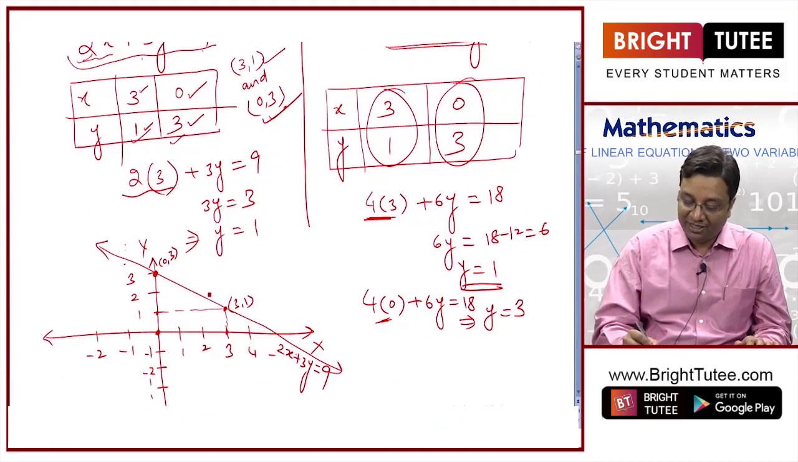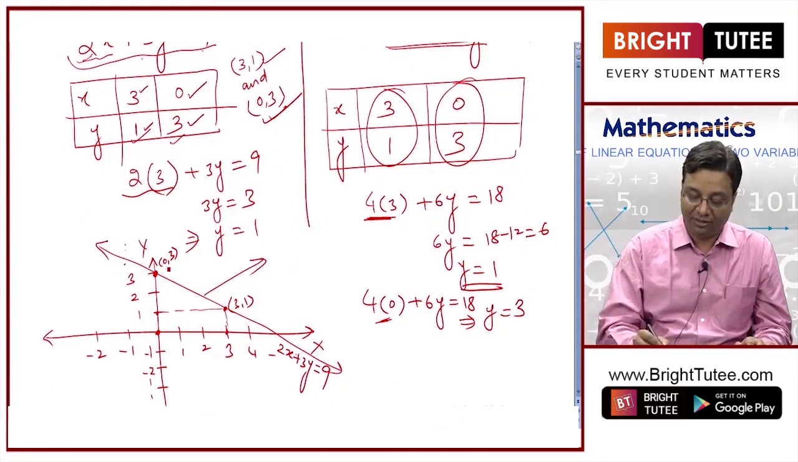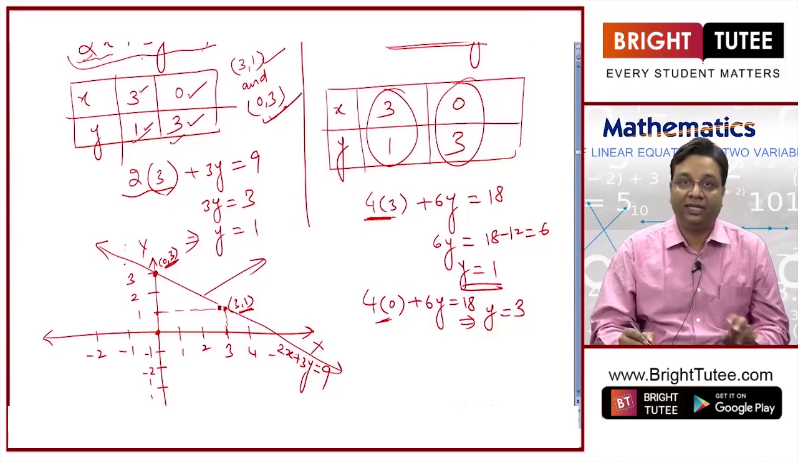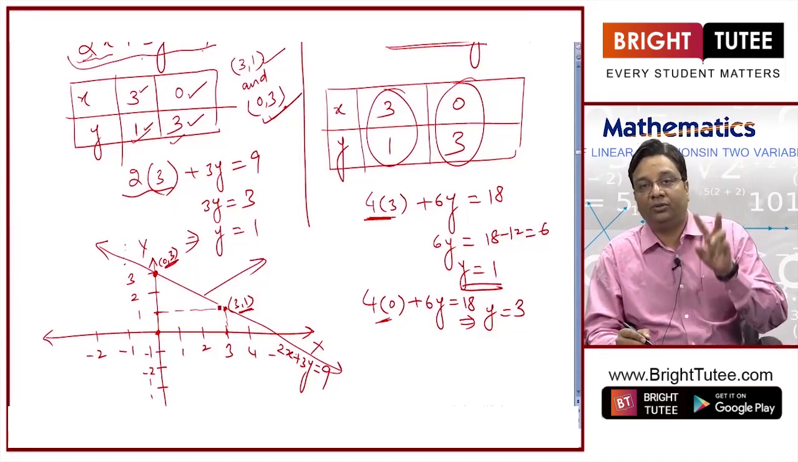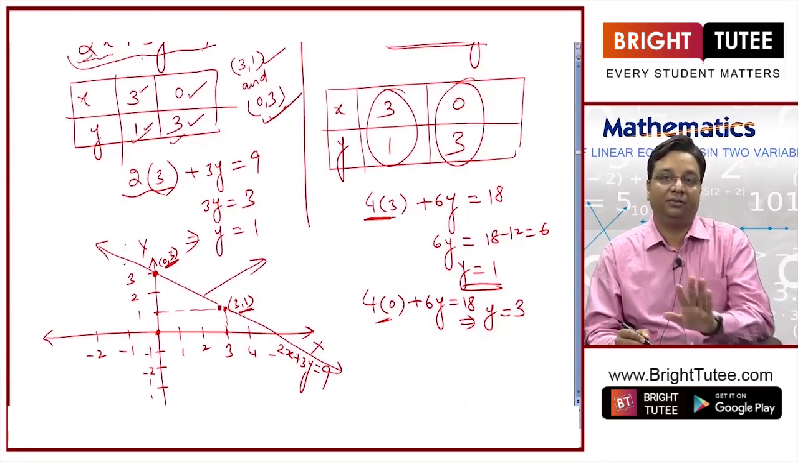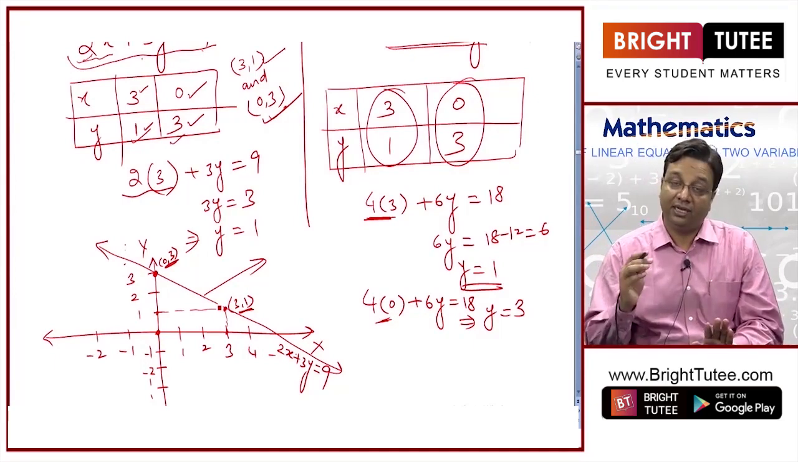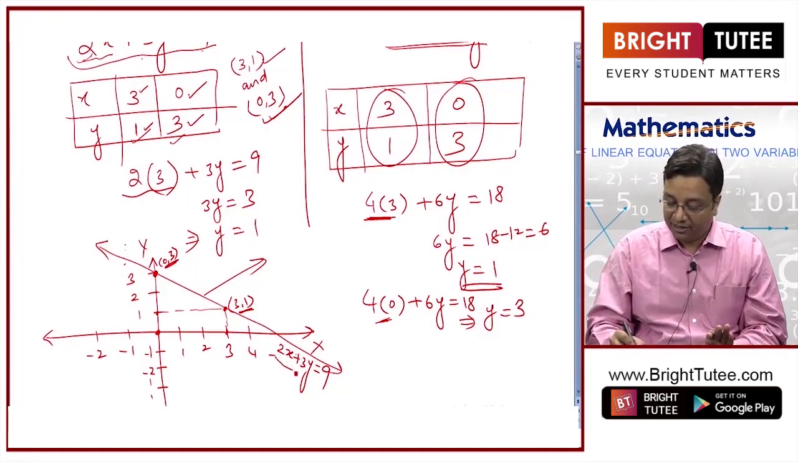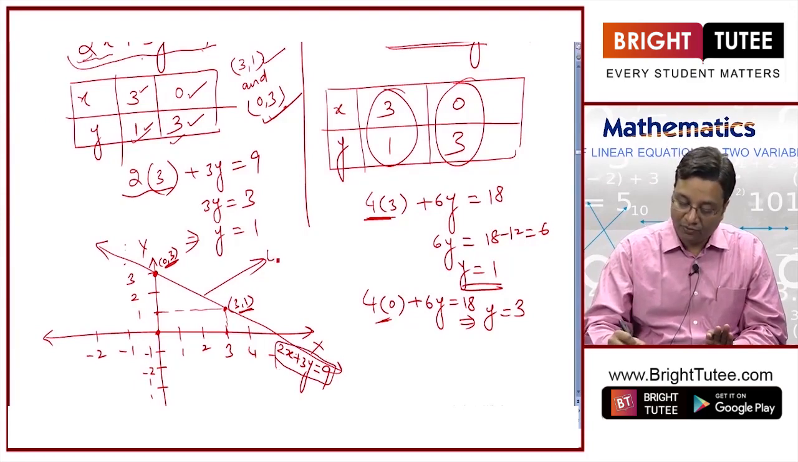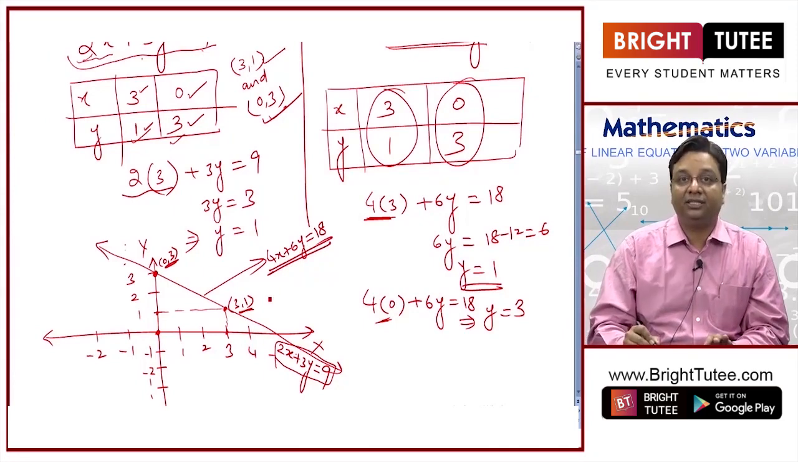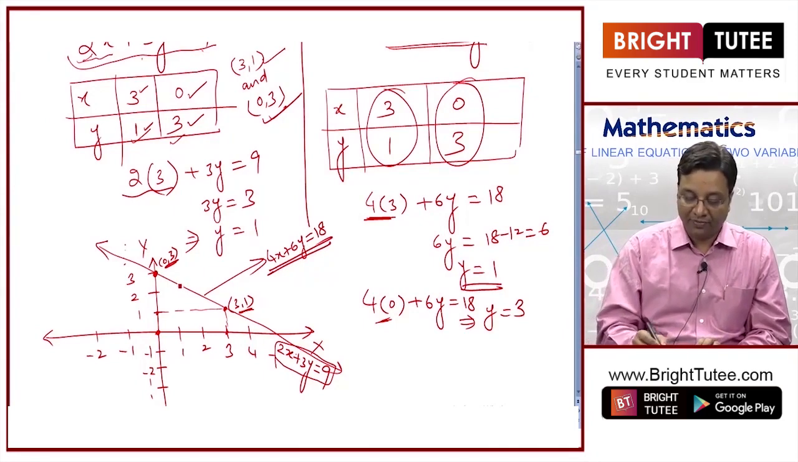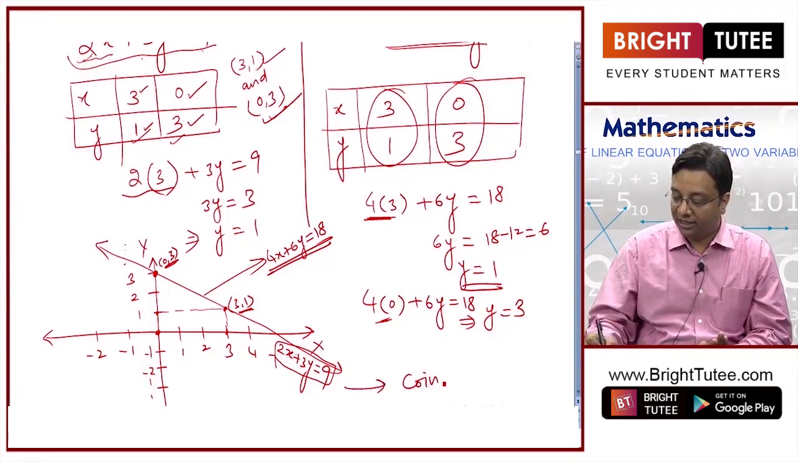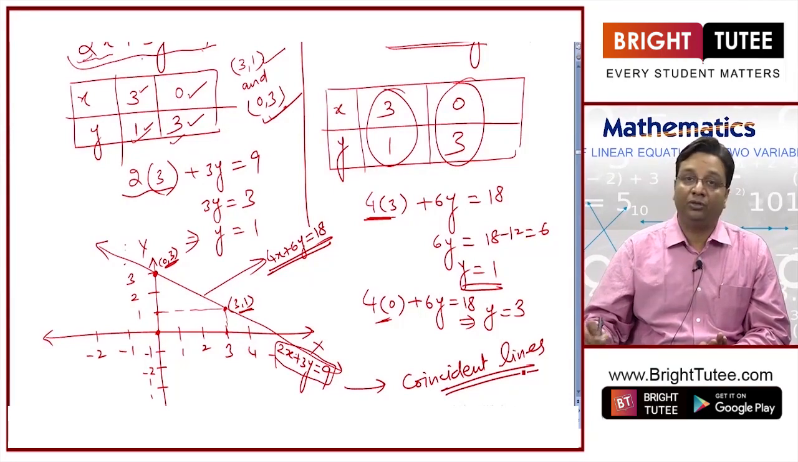There will again be the same line here, because these 2 points are the same points, and if you have got 2 points, there can only be one line which can pass through these 2 points, and this line is a unique line. Whether you write it as 2x plus 3y equal to 9 or 4x plus 6y equal to 18, the graphical representation would not change. These 2 lines are the same lines, right? So this is the case of coincident lines, which have infinite common points.